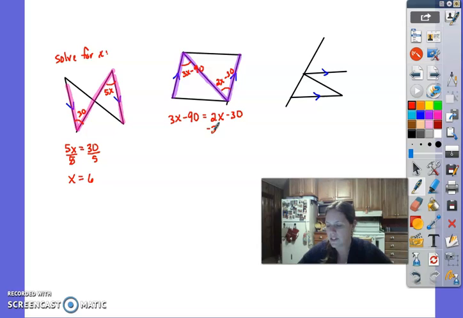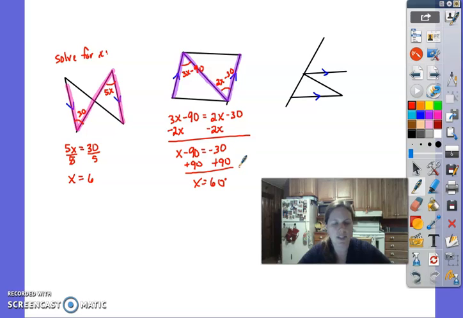You know that I would always suggest you move an x first if you don't have x's all together, if they're on separate sides of the equation. Do you have to? No, just whatever you do, make sure you keep it balanced on both sides. And then to get the x by itself, you end up with 60 this time instead of 6.